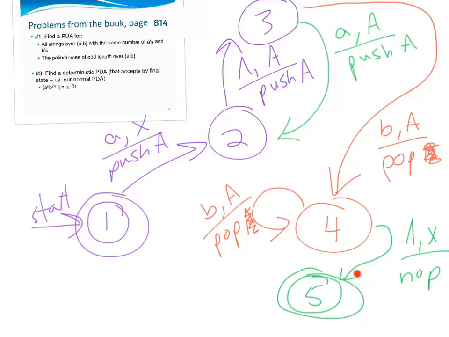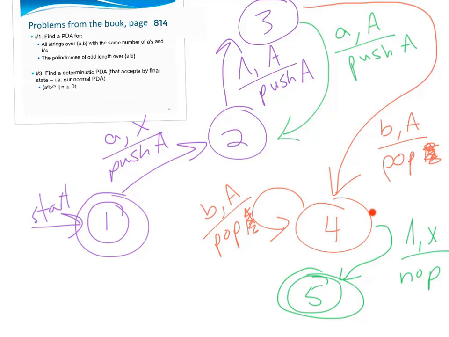The other option, which is my lambda option, I can only take if there's an X at the top of the stack. So if you look at this whole PDA that I've just drawn, it's a deterministic PDA. There's no magic, no nothing. No matter what you do, at any given time, you only have one potential choice.